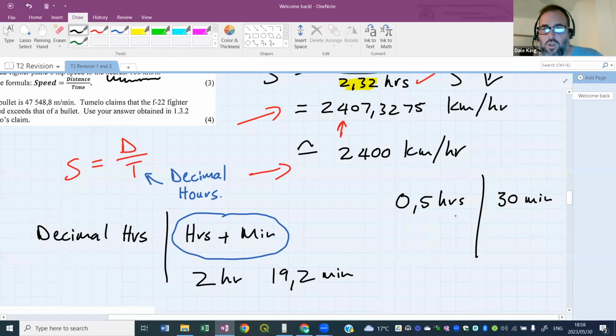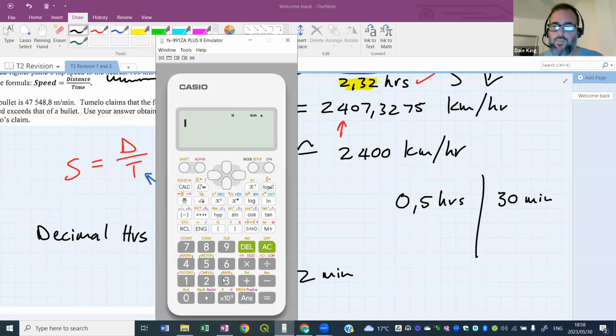Okay, so how we go from hours and minutes on the right to decimal hours on the left. This is what we do. We take our minutes, which is 30. We say how many minutes out of 60 is that? You divide by 60 and it'll tell you it's 0,5 of an hour, because an hour is 60 minutes. So then I can do the same method here. Instead of 30 minutes, I've got 19,2 minutes out of 60. What is that as a decimal? And it'll tell you it's 0,32.